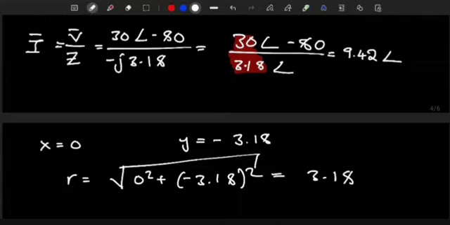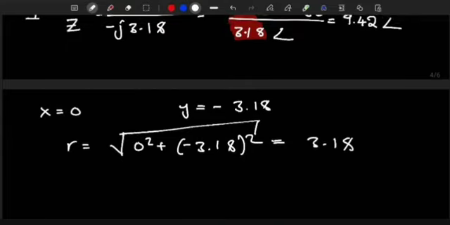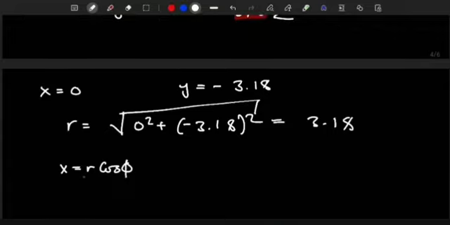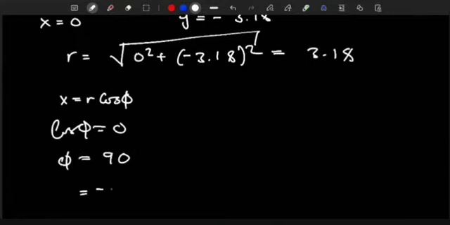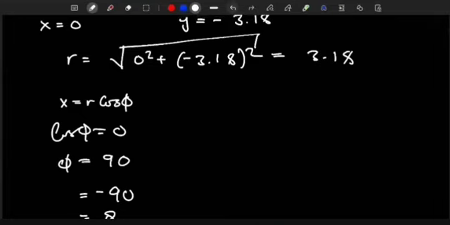So when you're trying to find the angle here, since the x part is 0 and x is the peak cos phi, it means that cos phi must be equal to 0. For cos to be 0, phi has to be equal to 90, or it has to be equal to negative 90, which is basically 270.